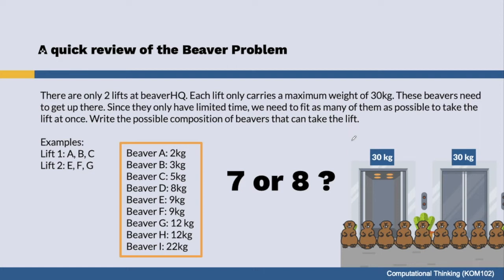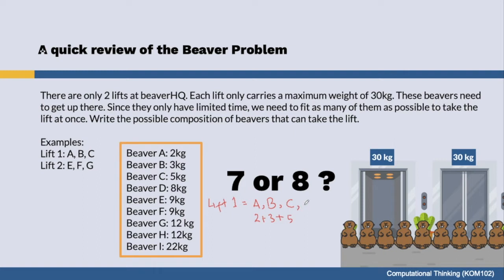Now let's pause the video again and try to think about the solution for this problem. Okay, now using the greedy method, we will consider the smallest number first. So we put beaver A here in leaf 1, and it's 2 kilogram. 2 is still less than 30, so we can add beaver B. B is 3 kilogram. 2 plus 3 is 5, and 5 is still less than 30. Now let's add C. 5 plus C will result in 10, and it's still less than 30.